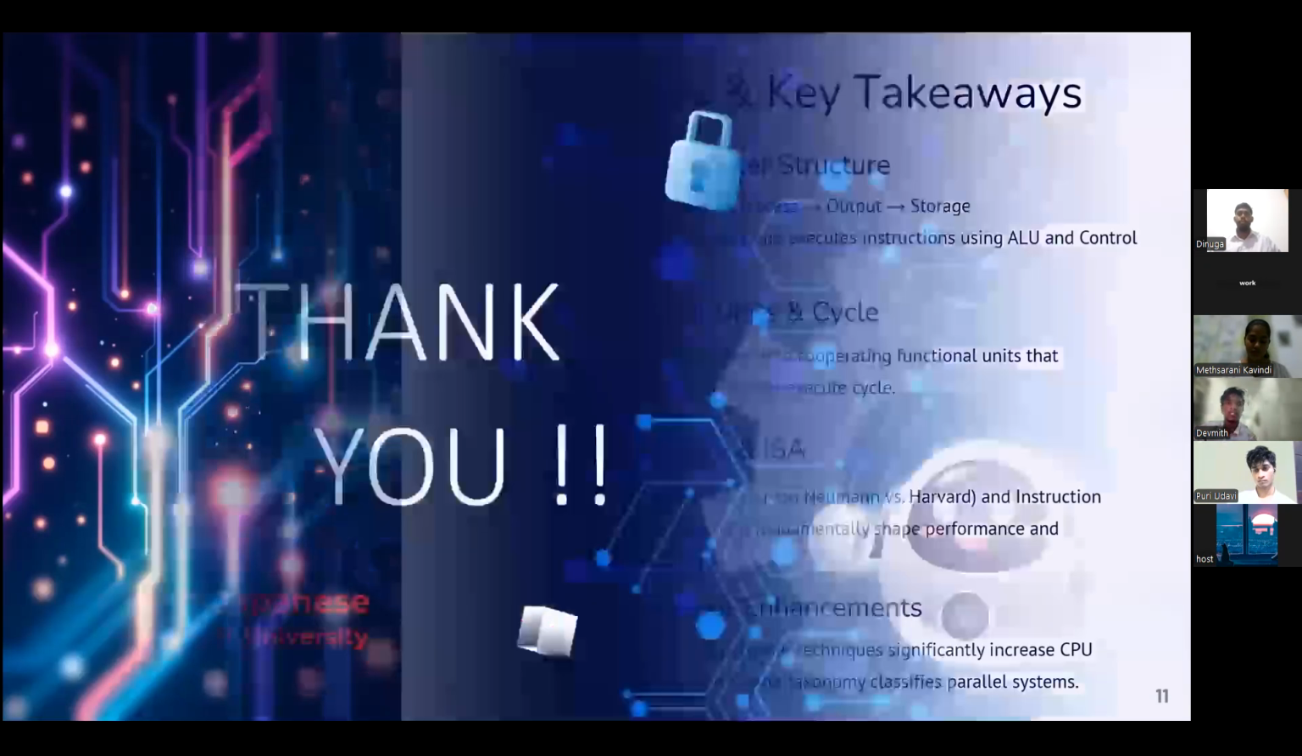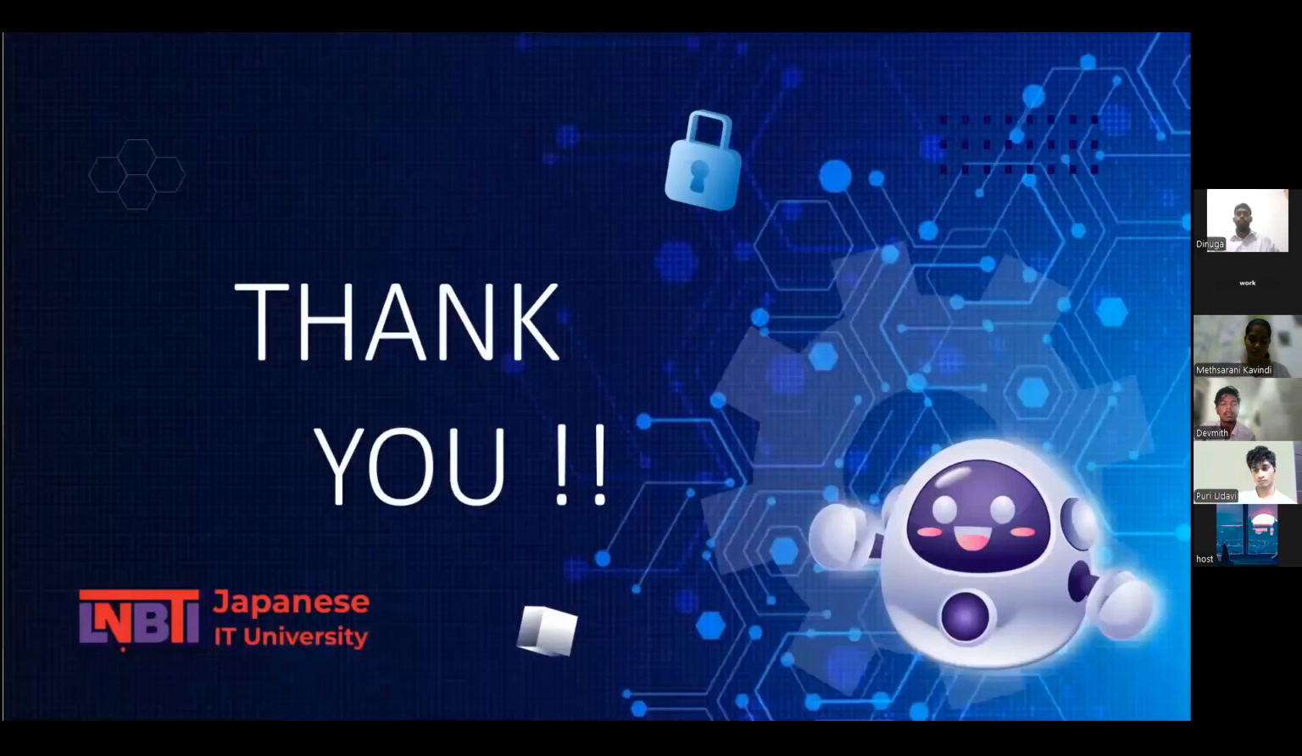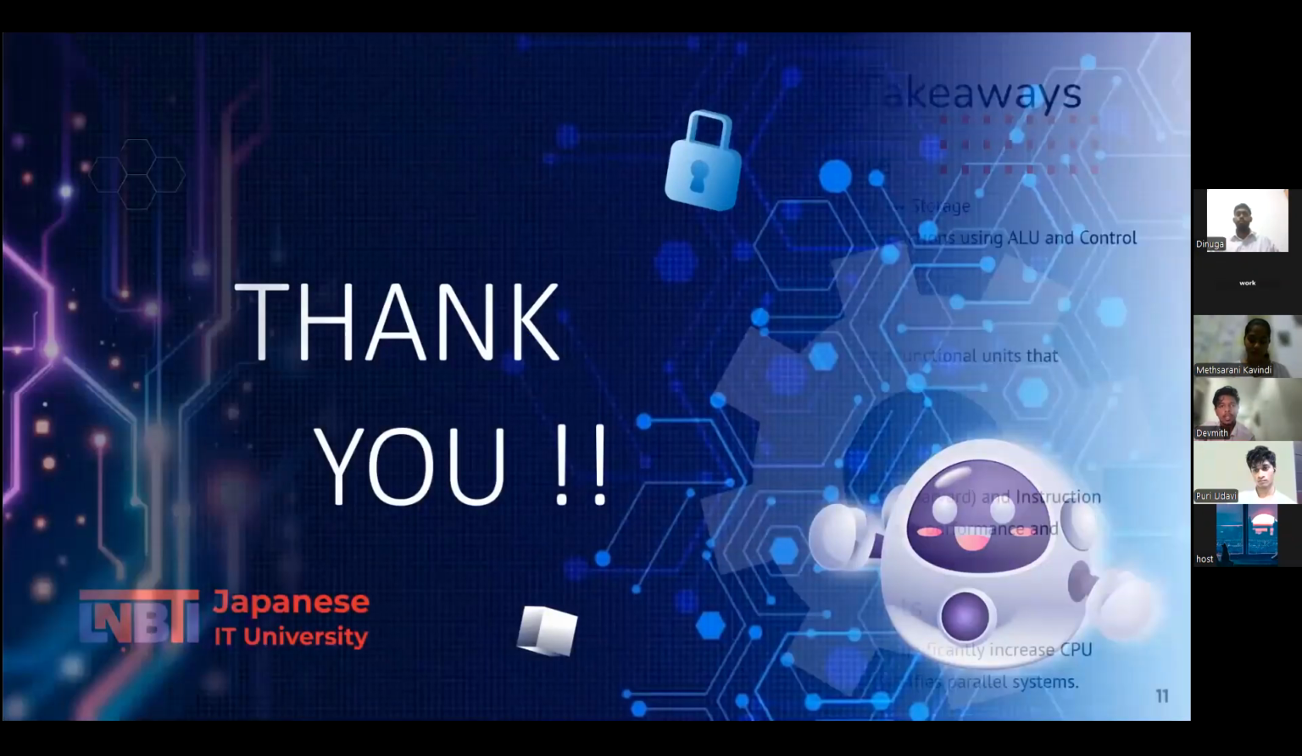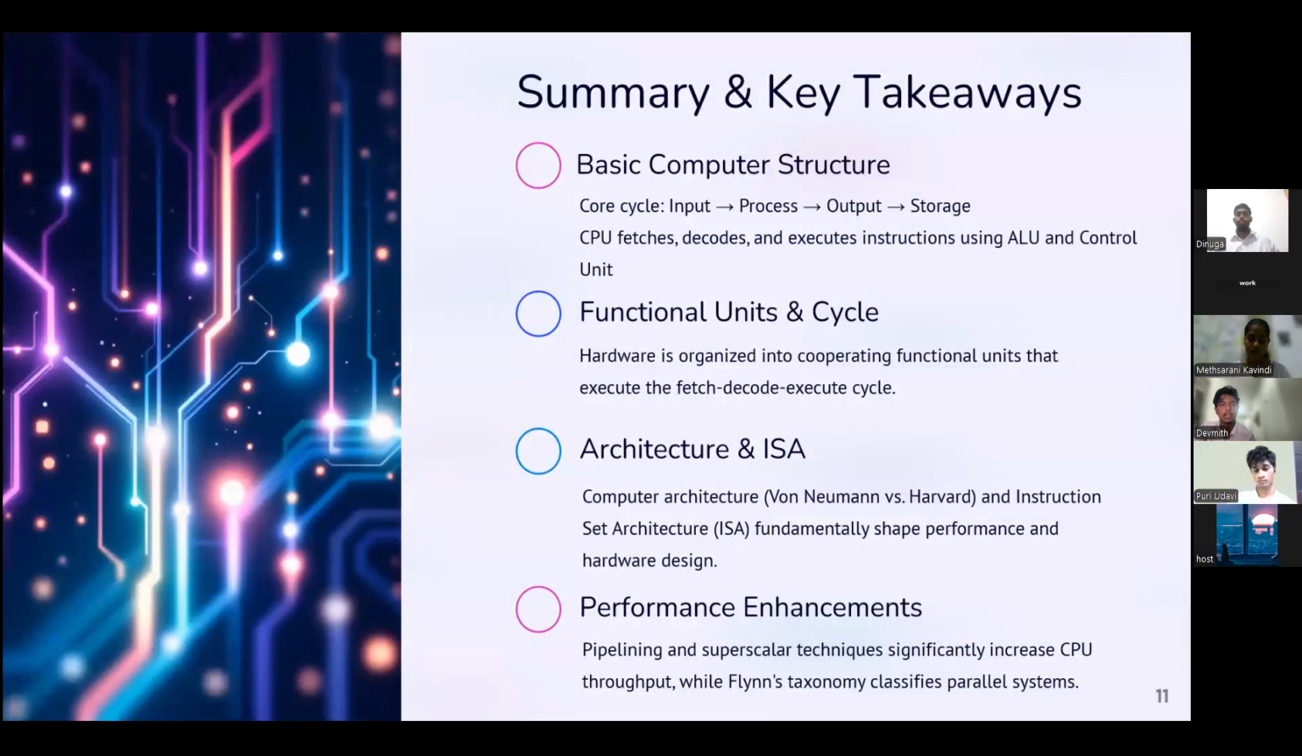For the conclusion, I'd like to say that computer systems operate through structural and functional units. Performance depends on architecture, instruction set, and parallel features. Advanced concepts like pipelining and superscalar execution significantly boost CPU throughput. Flynn's classification helps us understand modern parallel computing systems.